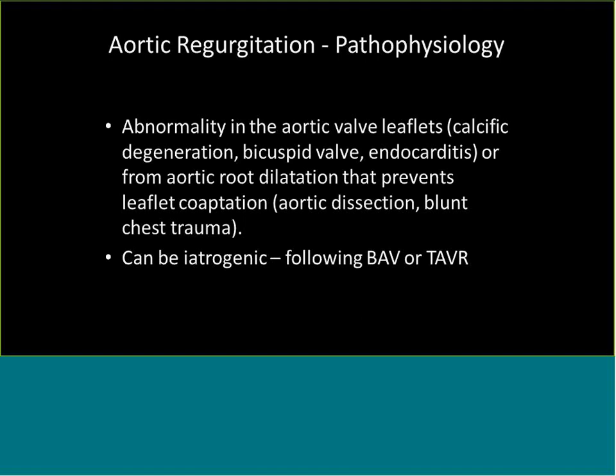Regurgitation. We're going to move on from the stenosis to the opposite problem, regurgitation, or you'll see AI, aortic insufficiency. The guidelines refer to it as regurgitation. I don't know, my dog is AI, so whatever. It's tomato, tomato, but it's an abnormality in the aortic valve leaflets, either caused by calcific degeneration, bicuspid valve, endocarditis, or something that dilates the aortic root that prevents leaflet coaptation. So aortic dissection, blunt chest trauma, and also iatrogenic following balloon aortic valvuloplasty or transcatheter aortic valve procedure.